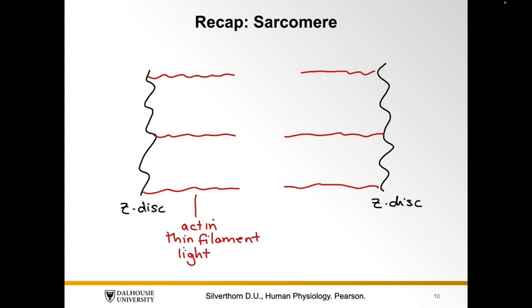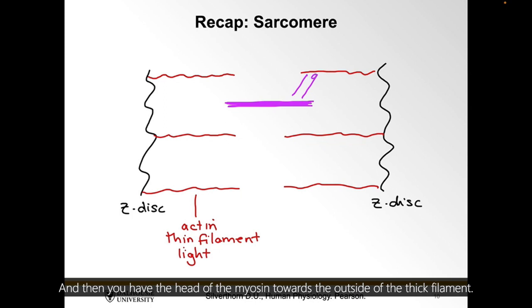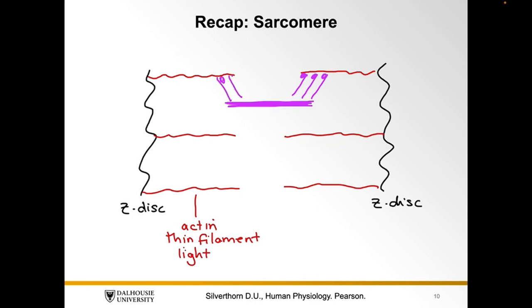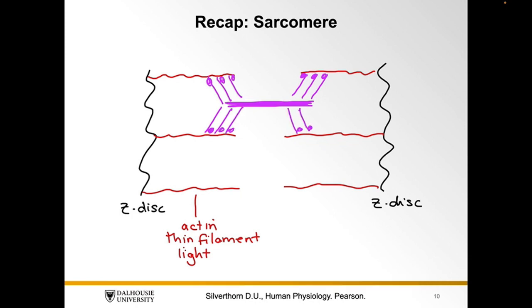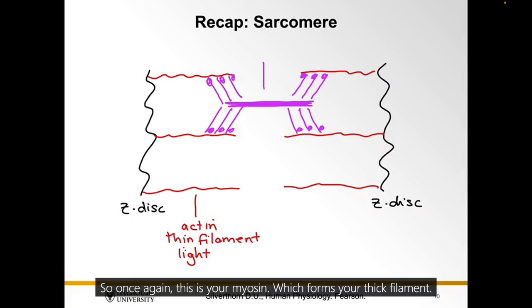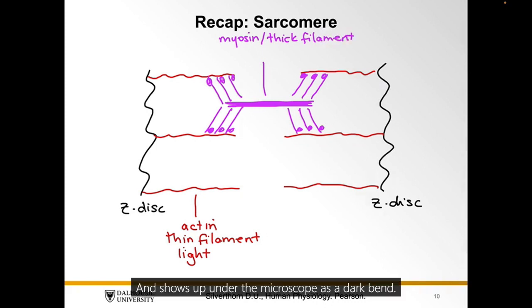So that's actin. In the middle of the sarcomere, we have myosin. And all of the tails of the myosin are in the middle. And then you have the head of the myosin towards the outside of the thick filament. So these are the heads of the myosin. That goes in both directions. So once again, this is your myosin, which forms your thick filament, and shows up under the microscope as a dark band.